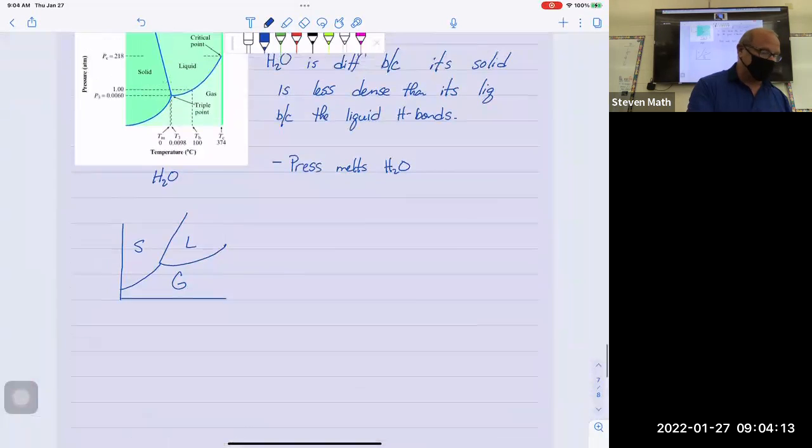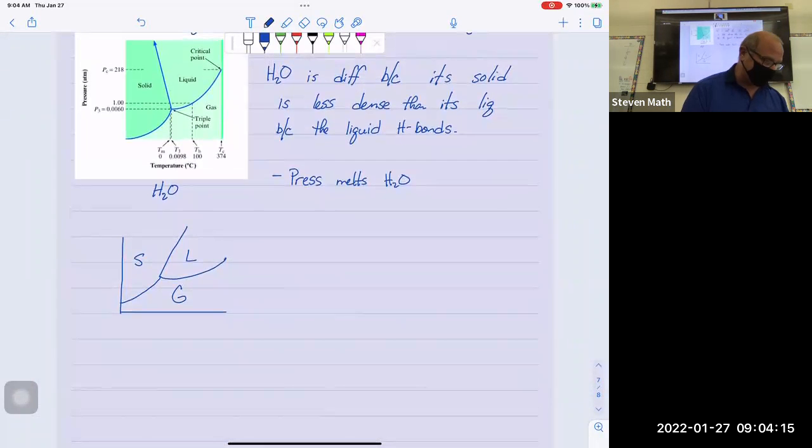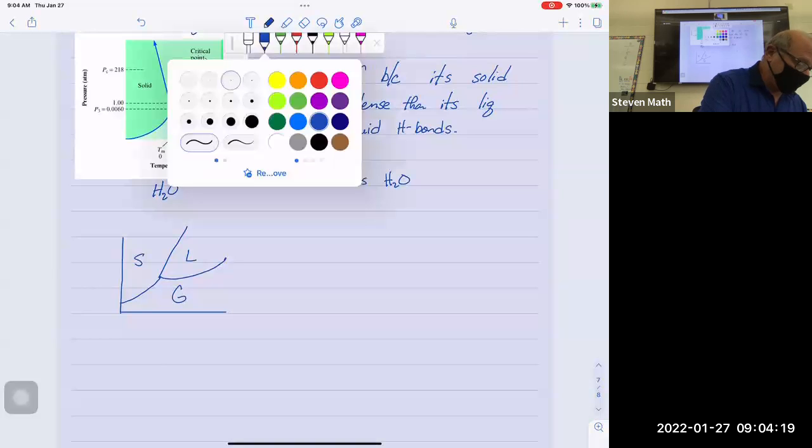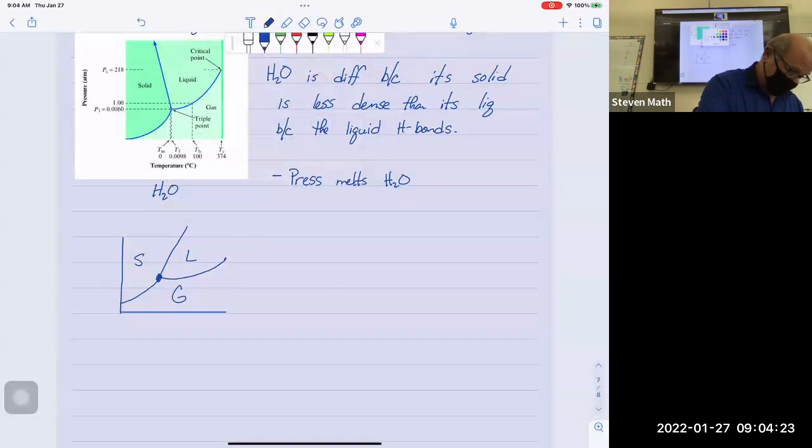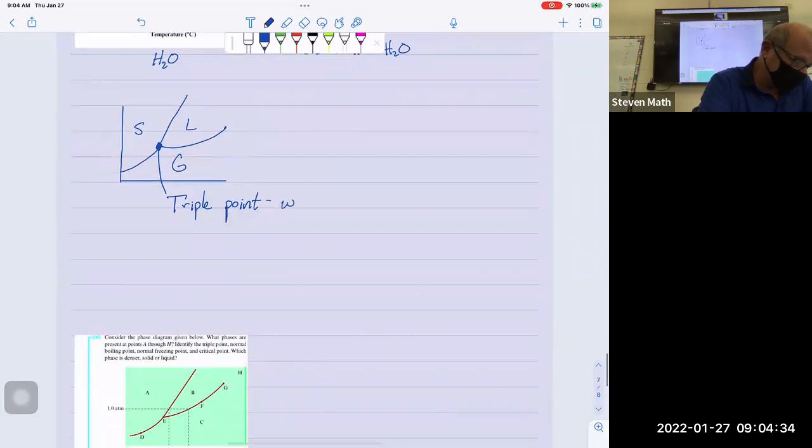So solid, liquid, gas, but we have a few points we have to define here first. The point on the graph where three lines intersect has got to be important. And that is the triple point. Mikey, what's the triple point? It's where all three lines meet.